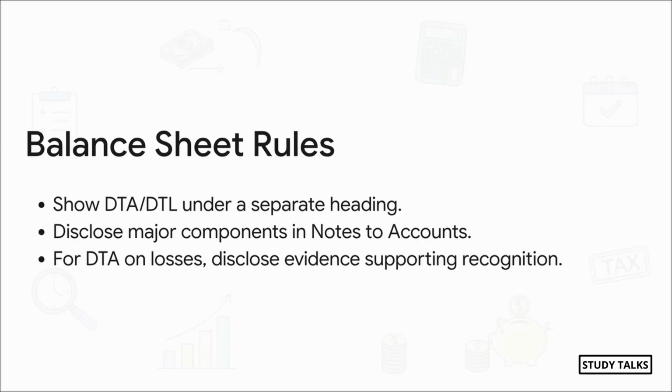Now, on the balance sheet, you can't just hide your DTA or DTL. They need their own separate line item. Then, in the notes to accounts, you have to show your work. You need to give a breakdown of what's causing them, like depreciation, provisions, and so on. And connecting back to that huge prudence point, if you've created a DTA because of unabsorbed losses, you must explicitly disclose the evidence that makes you so certain about those future profits.